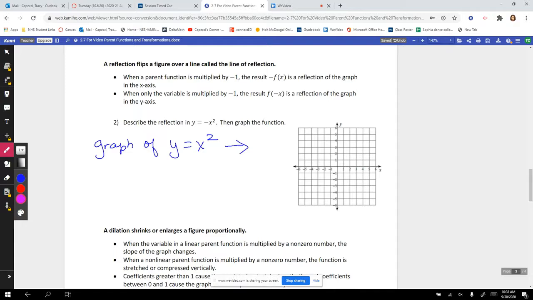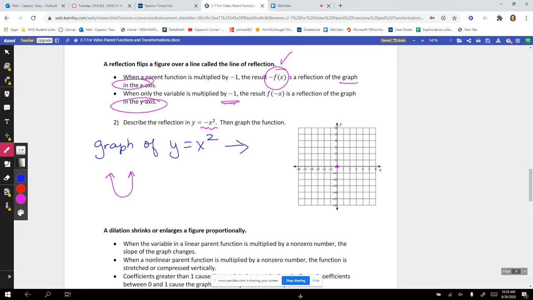When a reflection flips a figure over a line, we call that the line of reflection. So we can flip the graph over the x-axis or the y-axis. It really depends on where that negative sign is. So let's look at this example here. We have a negative sign in front of our x squared. So that is going to look like this example right here. This is our parabola, right? This is our quadratic, which usually looks like this, starting at 0.